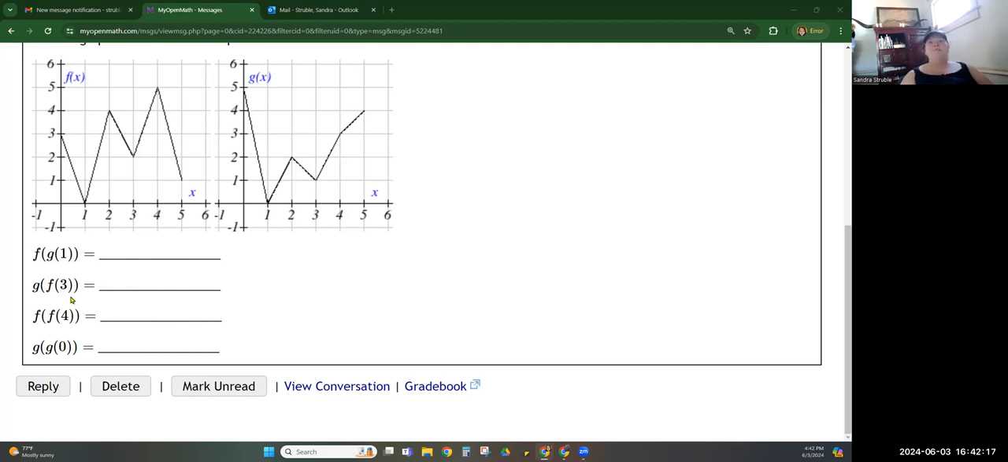G of 2 means that when X is 2, what is G? So we come over here to the G function. When X is 2, G is 2. So G of F of 3 is 2.